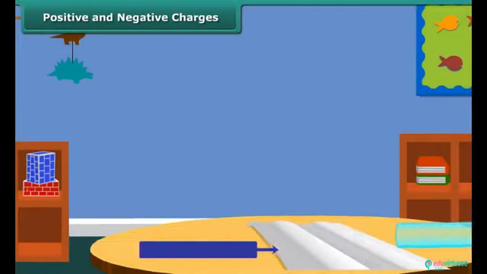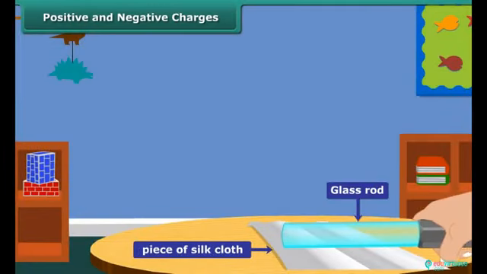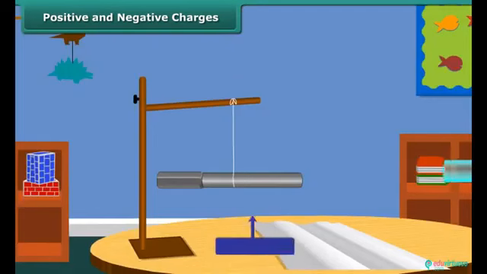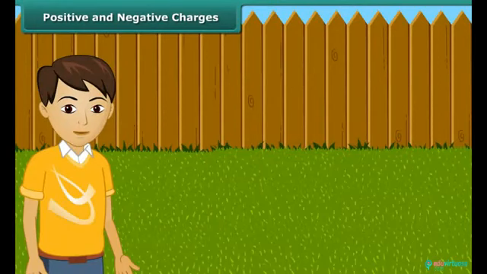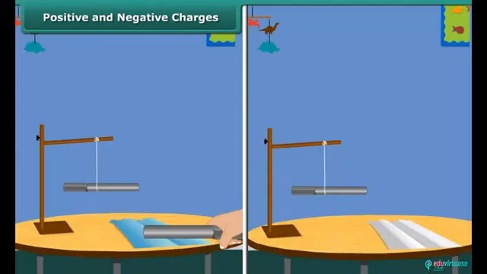Now take a glass rod and rub it with a silk cloth. Bring this glass rod close to the charged suspended ebonite rod. What do you observe now? The suspended ebonite rod comes closer to the glass rod. The charges produced in the ebonite and the glass are different in nature.